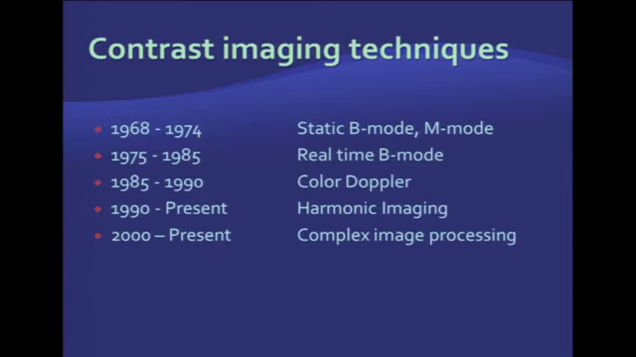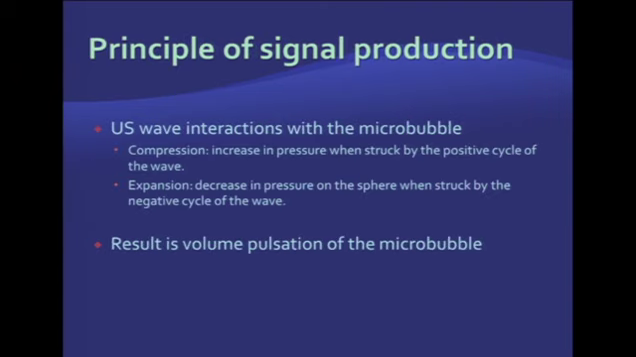Different contrast imaging techniques have been used to detect microbubbles. We started with static B mode and M mode, then moved to real-time B mode and color Doppler. Currently we use harmonic imaging or some combination of those, producing complex image processing techniques that are used by different manufacturers to detect microbubbles in the circulation.